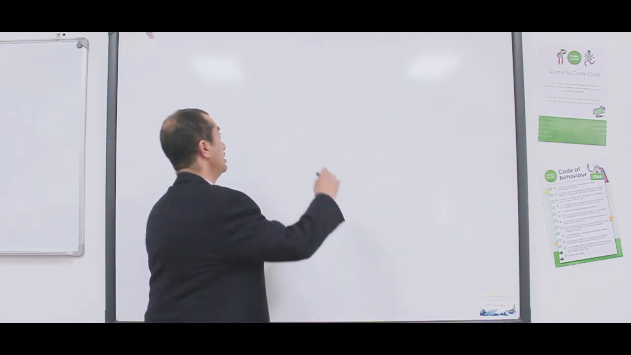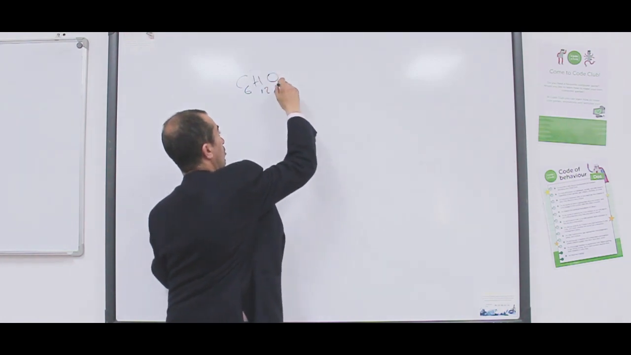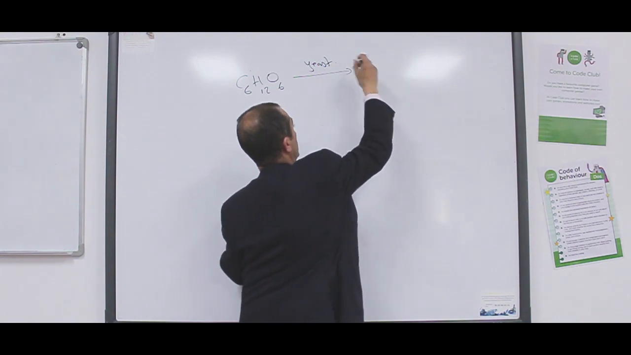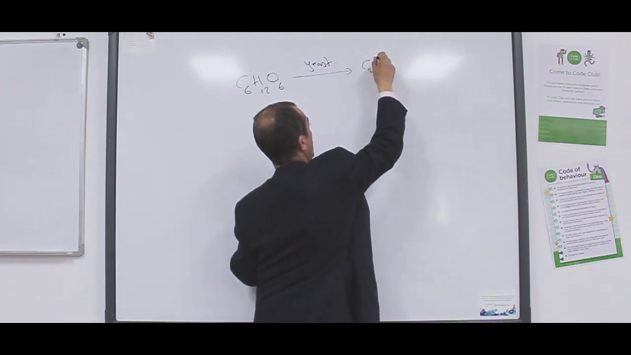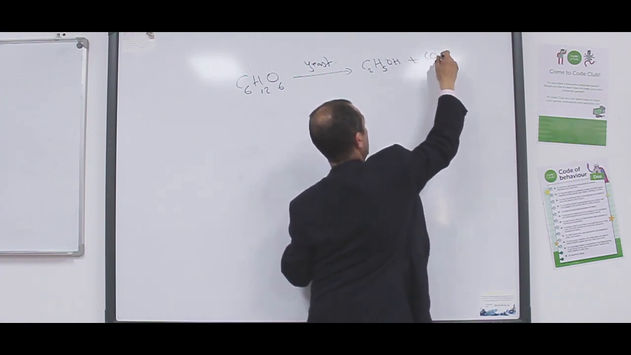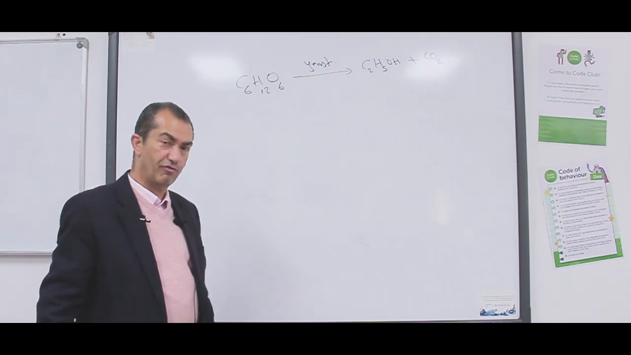So the equation is: this is glucose, this is yeast, this is ethanol, this is carbon dioxide. I want you to draw it in front of this page.